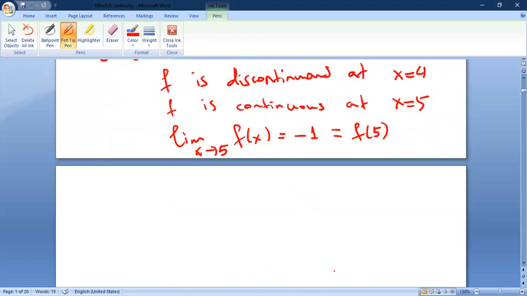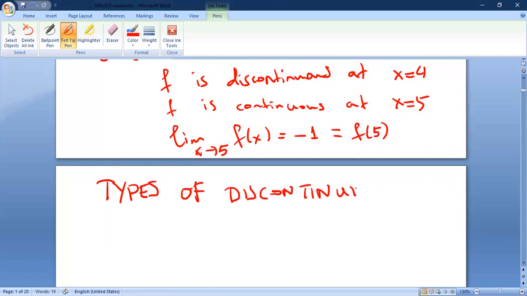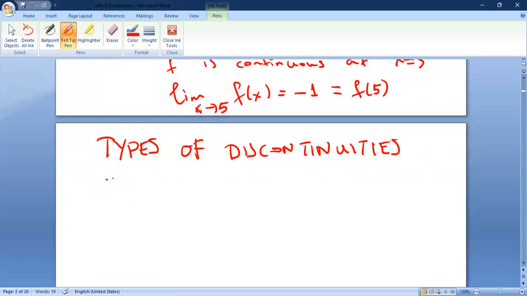So we can see so many examples about this, but I'm going to talk about types of discontinuities. Let me mention that. Types of discontinuities. So one of them is something like a removable discontinuity. So I should say type 1, removable discontinuity.